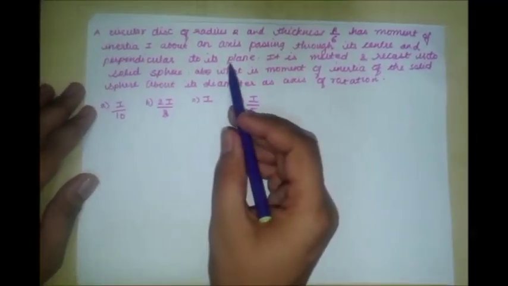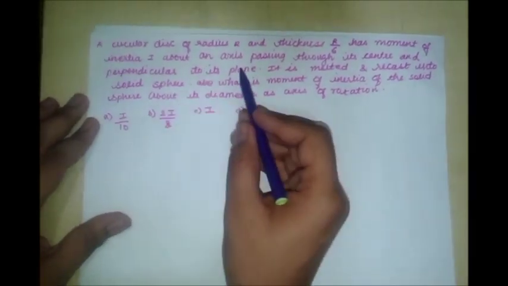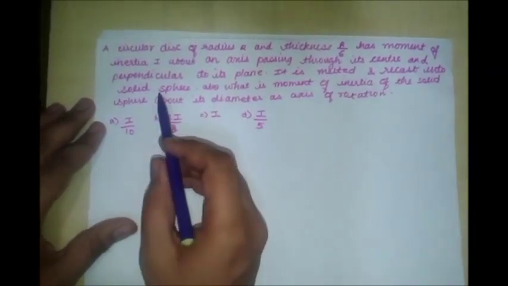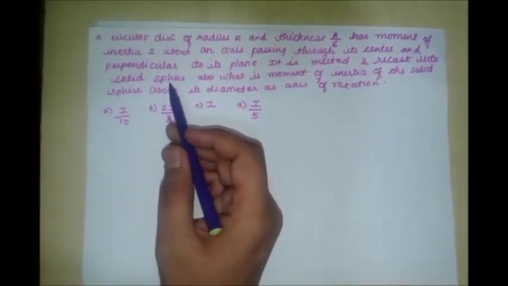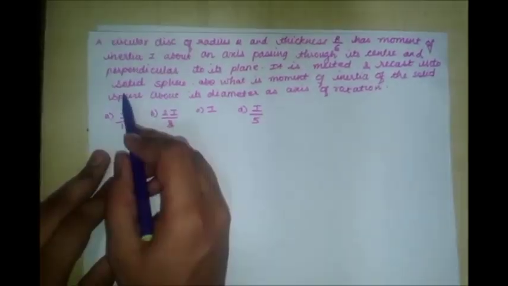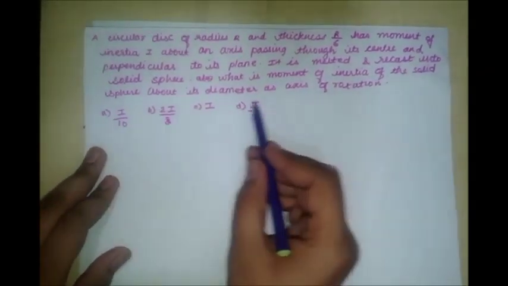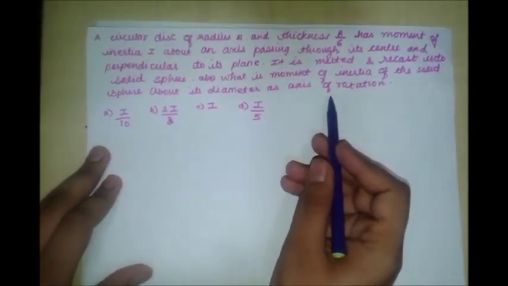A circular disc of radius R and thickness R by 6 has moment of inertia I about an axis passing through its center and perpendicular to its plane. It is melted and recast into a solid sphere. What is the moment of inertia of the solid sphere about its diameter as axis of rotation?